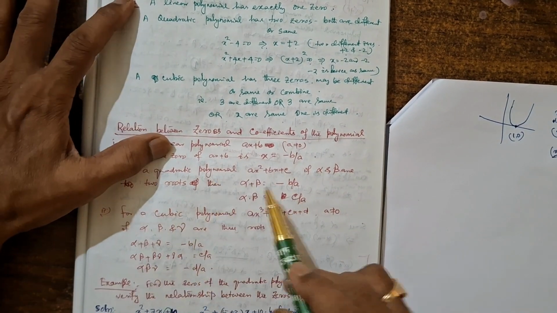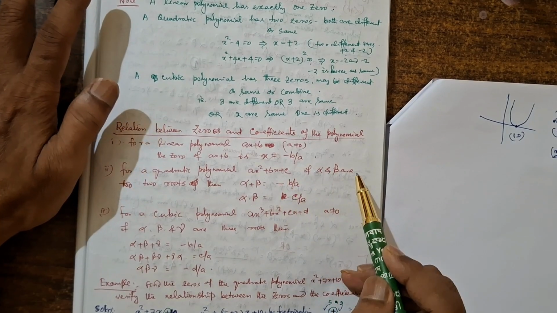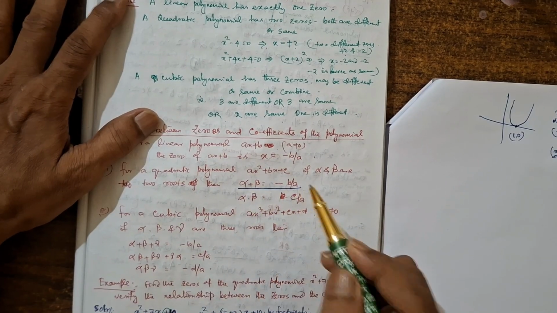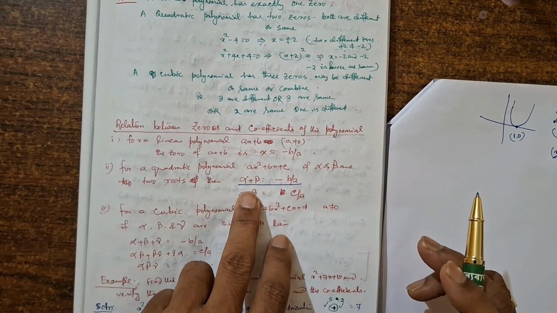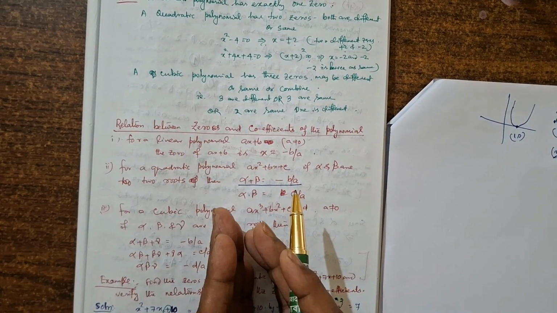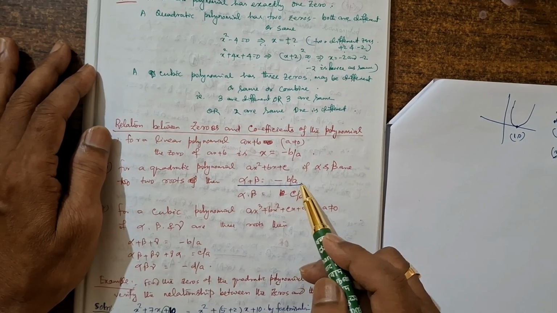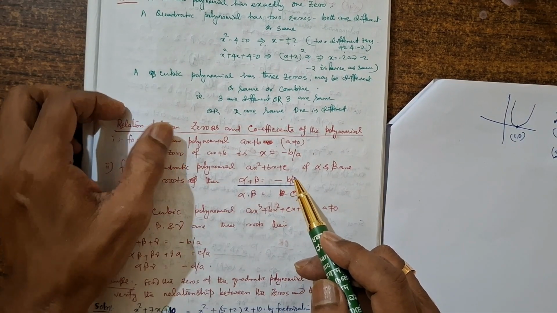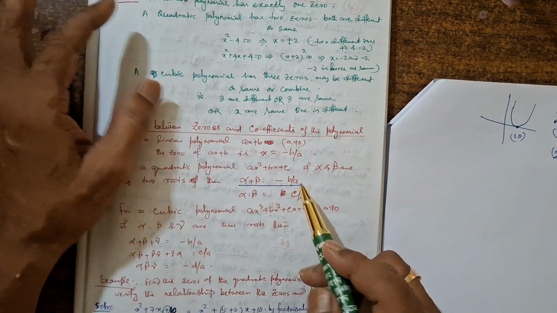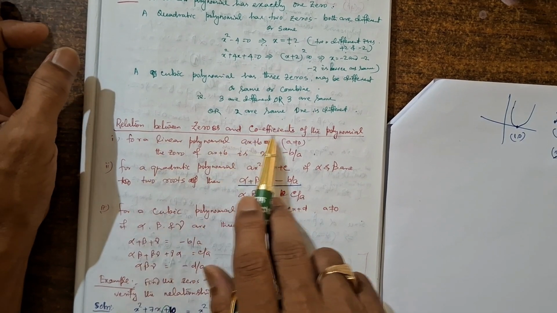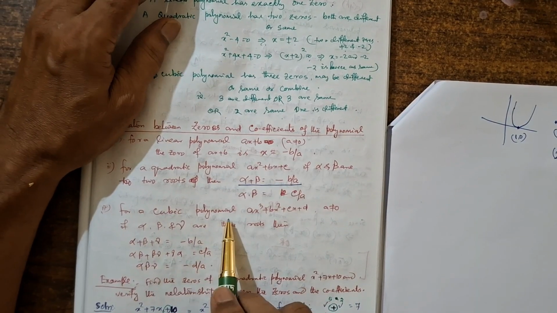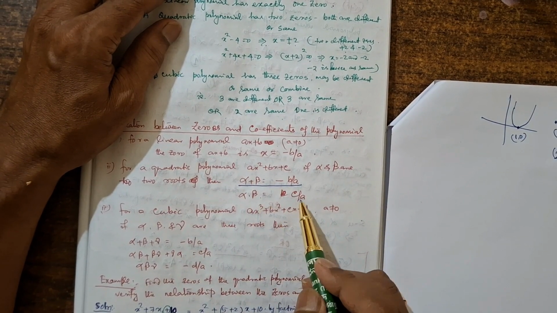For a quadratic polynomial ax square plus bx plus c, if alpha and beta are the two roots, then alpha plus beta, the sum of the roots, is equal to minus b by a, where b is the coefficient of the x term and a is the coefficient of the x square term, because it is a quadratic polynomial. Quadratic means x square. And alpha beta is equal to c by a.